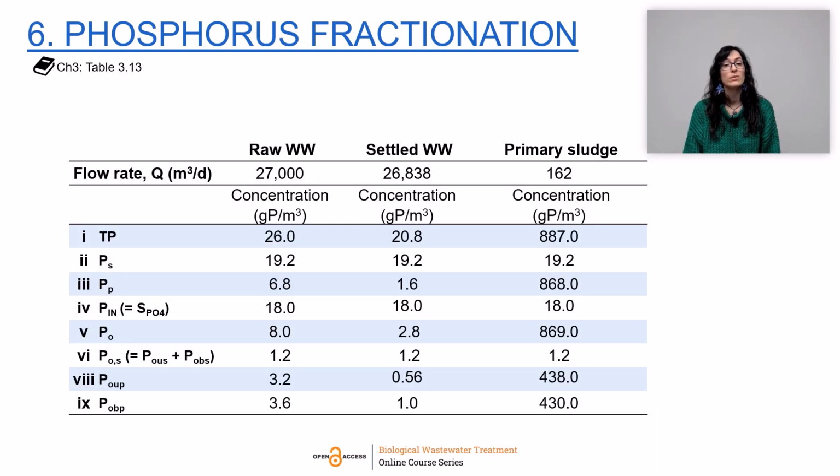And here in this table, you can see a summary of all the numbers corresponding to the three streams that we are taking into account for this exercise. And again, we can draw similar conclusions as for COD and nitrogen. We have on the one hand the same soluble concentrations for all the streams, and we can observe differences regarding the particulate fractions. The concentrations are the highest for the primary sludge, followed by raw and then settled wastewater.